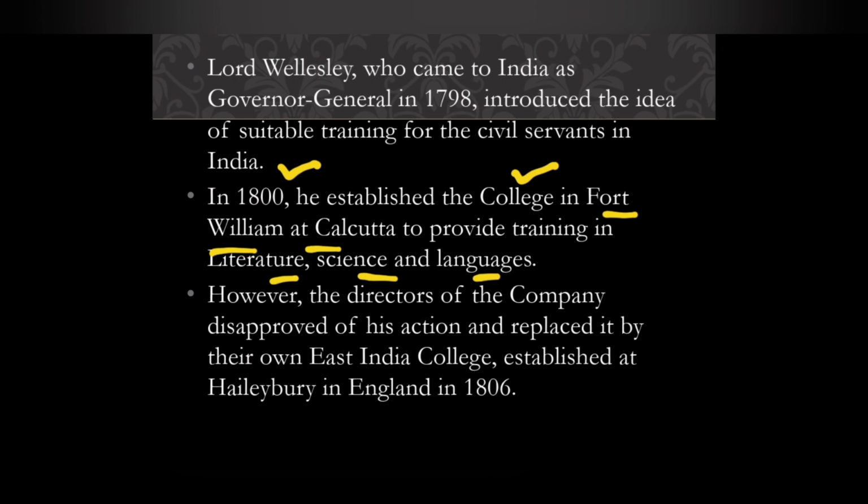So he opened a college in Fort William, which is located in Calcutta, and provided training in literature, science and language. However, the directors of the company disapproved of his action and replaced it with their own East India College, established at Haileybury in England in the year 1806.